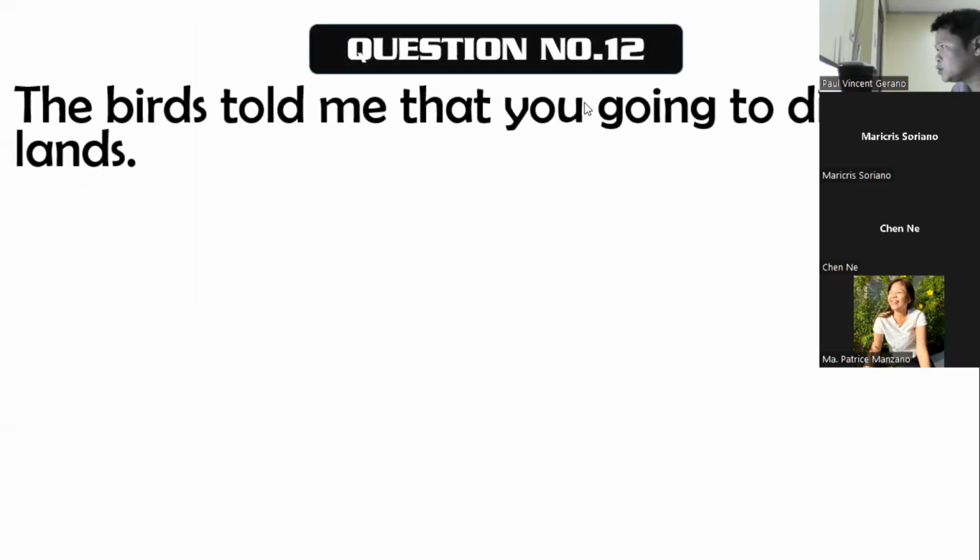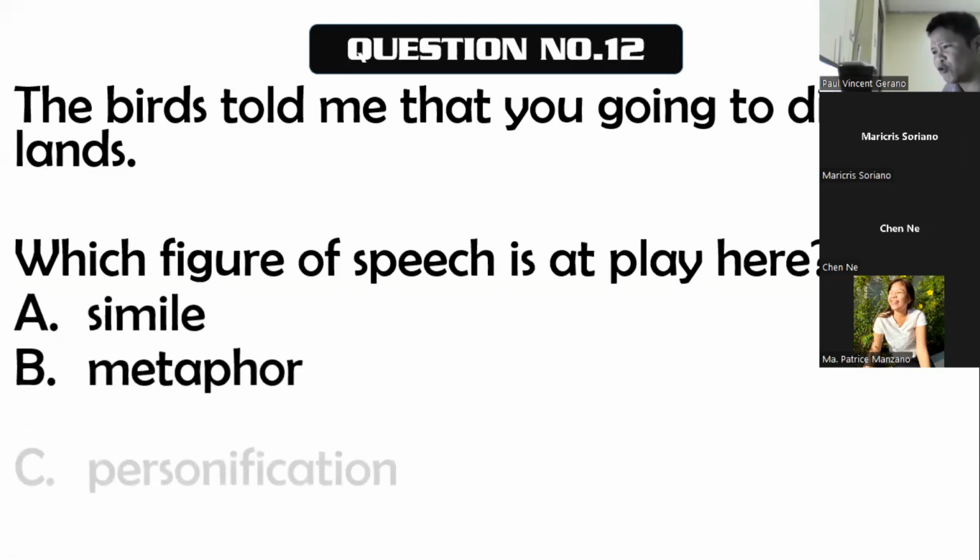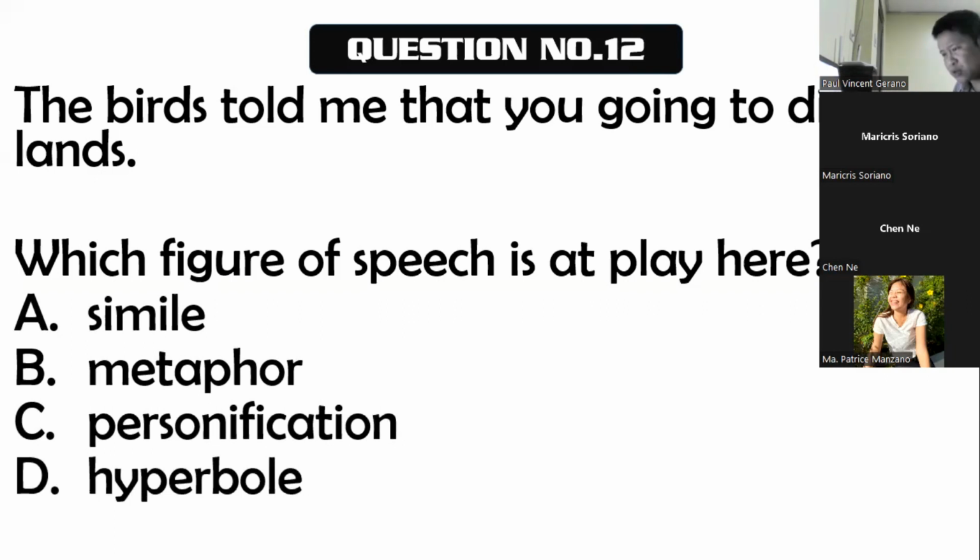Question number 12. The birds told me that you are going to distant lands. Sorry, typographical error. Which figure of speech is at play here? A, simile, B, metaphor, C, personification, D, hyperbole. What's the answer? Beverly said letter C, personification, and that is the correct answer. Personification. Do birds speak? Tao lang naman yung nagsasalita, right? So this is personification. You give human attributes to non-human objects, things, etc.